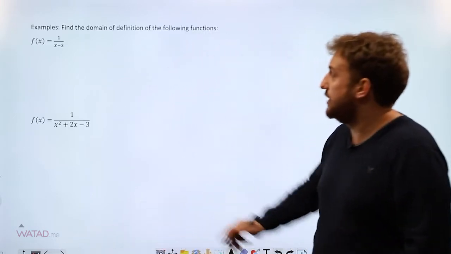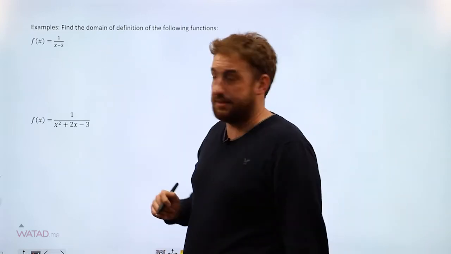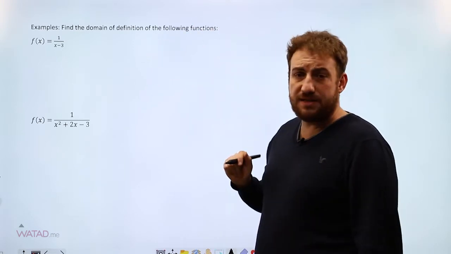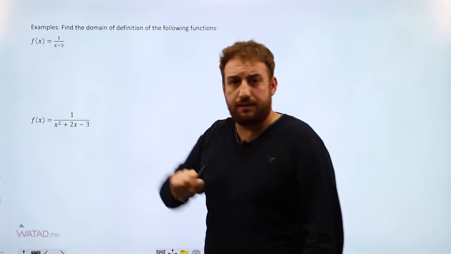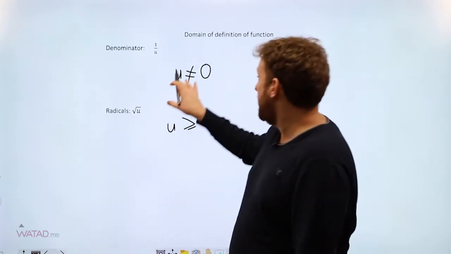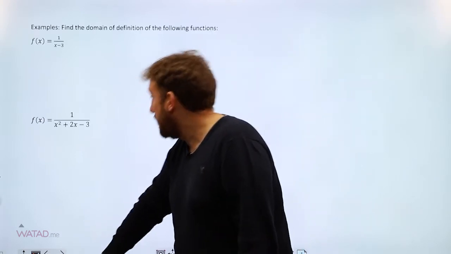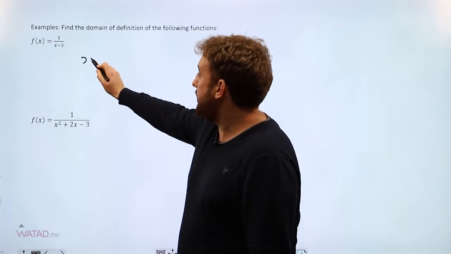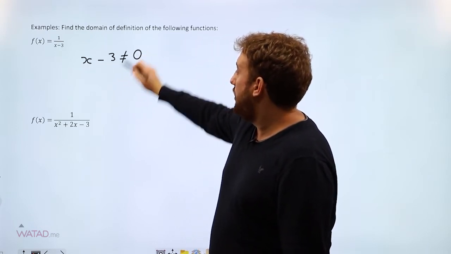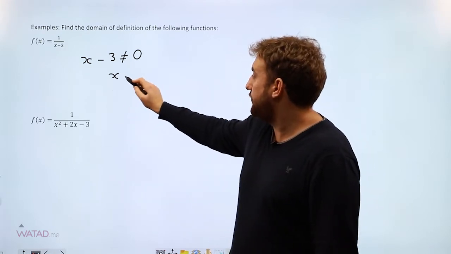Let me give you examples. Let's say we have the function f of x is equal to 1 over x minus 3. So what is the domain of definition of this function? You notice that you have a denominator. Because you have a denominator, as we have seen in this slide, the denominator should be different than 0. So simply, we're going to put x minus 3 is different than 0. If x minus 3 is different than 0, then x will be different than 3.